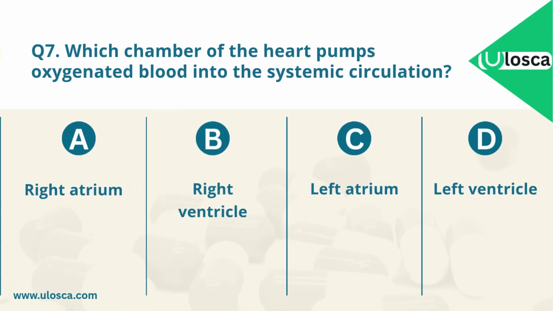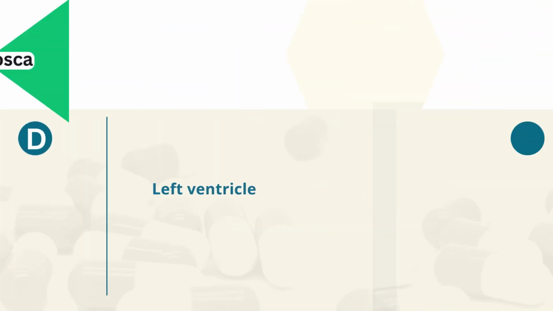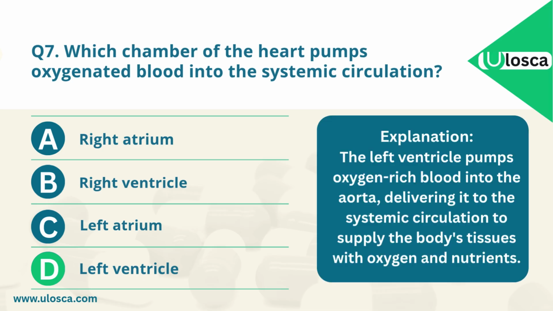Question 7. Which chamber of the heart pumps oxygenated blood into the systemic circulation? A. Right atrium. B. Right ventricle. C. Left atrium. D. Left ventricle. Which one is the correct answer? The correct answer is D. Left ventricle. Explanation. The left ventricle pumps oxygen-rich blood into the aorta, delivering it to the systemic circulation to supply the body's tissues with oxygen and nutrients.